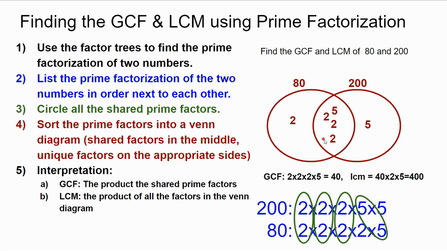So yeah, this works. All right, so once again, we used the factor trees to come up with the prime factorization. Then we listed the prime factorization, and then we circled the ones they had in common. We sorted the factors between shared and unique, and then we interpreted what we have. So there you go. And you might be thinking, well, Mr. Pavlotti, that's also a lot of work.